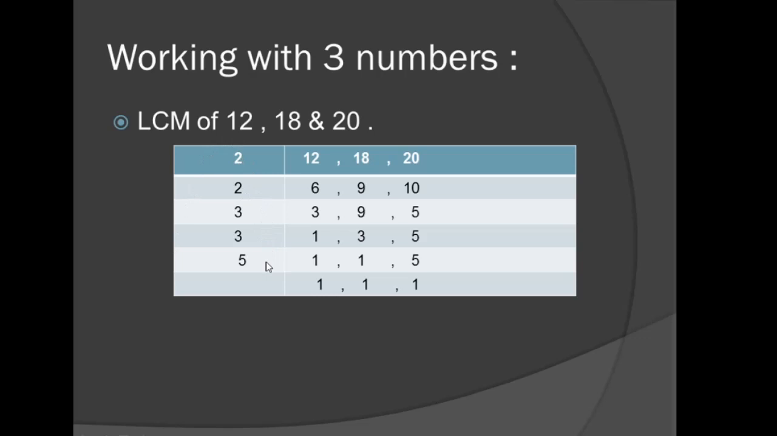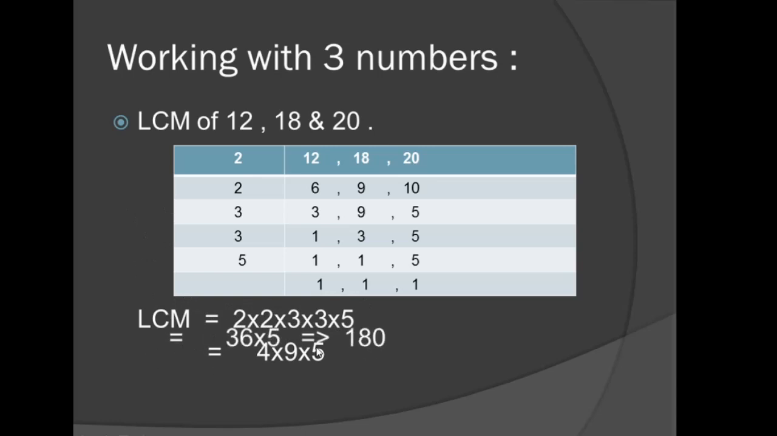So now we need to work out the answer. I have taken all the factors, so I will multiply them one by one. 2 multiplied by 2 is 4, 3 multiplied by 3 is 9, and 5 will be as it is. Now next, 4 multiplied by 9 is 36, and 5 will be as it is. So now the final answer is 180. That is how we find the LCM for 3 numbers.